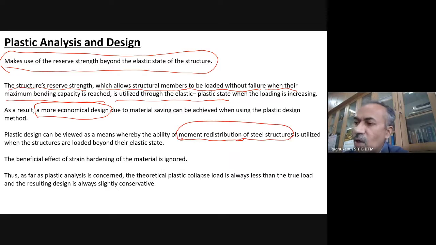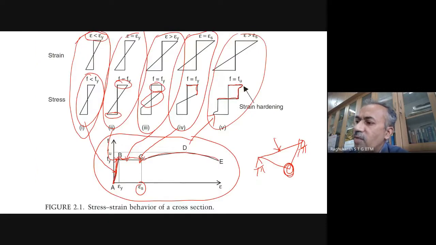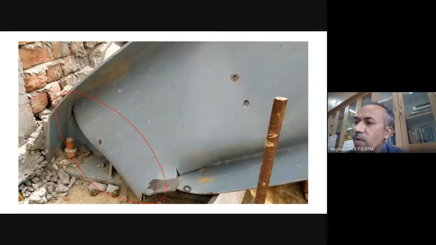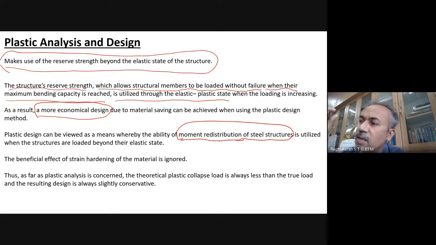And as I already told you, because of the non-linearity in this portion, doing analysis becomes complex, because handling non-linearity is very difficult. The equations are not valid, and you cannot have any closed-form solution. You may have to use only numerical approaches, so this is slightly complicated. So in our plastic analysis, in our engineering, we don't do complicated analysis.